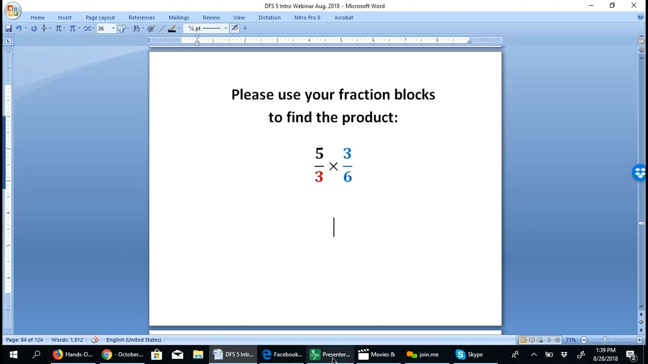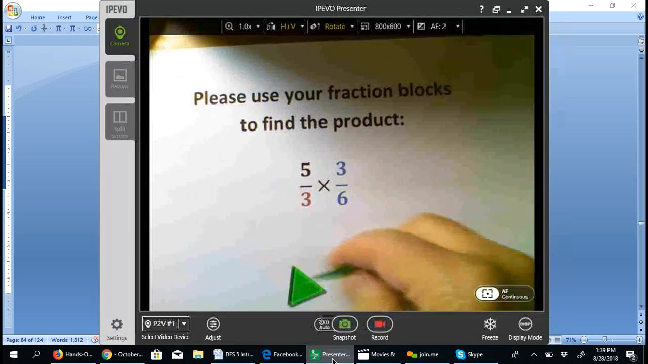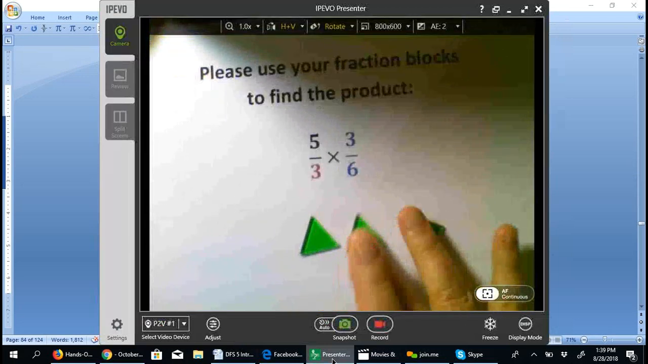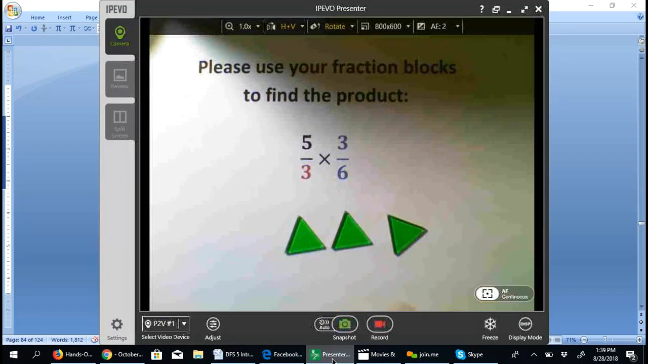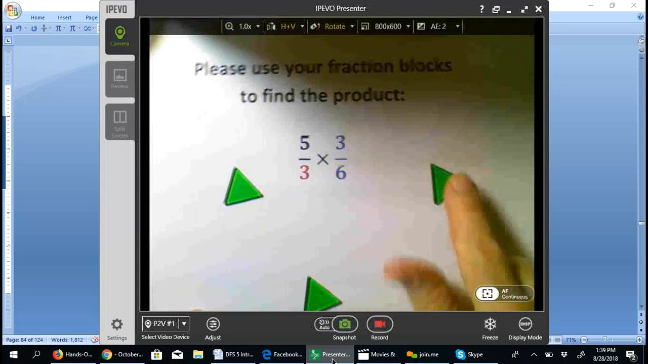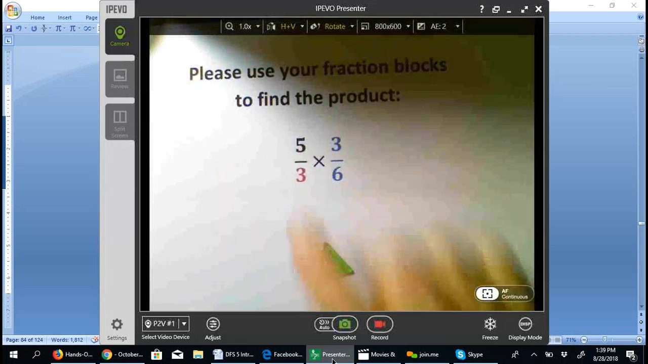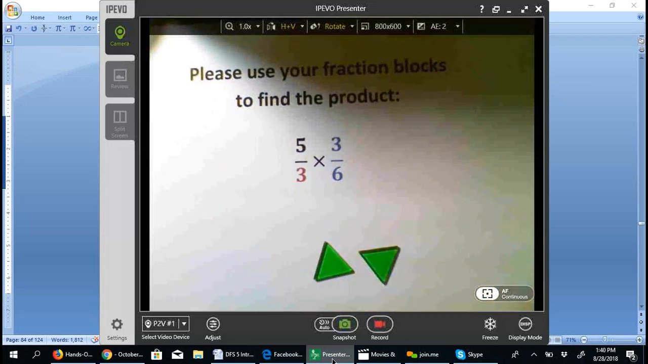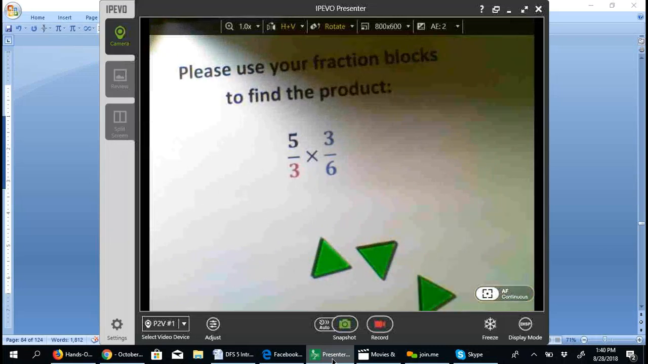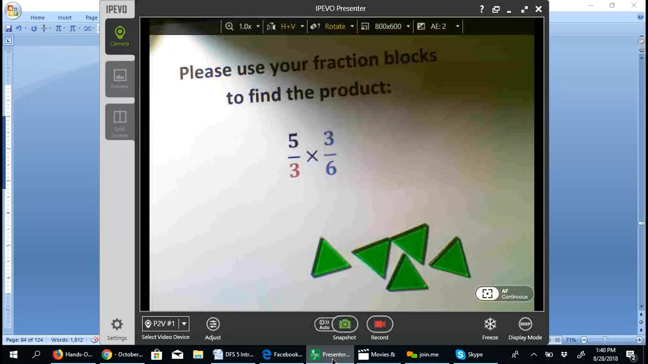Okay, here we go. 5/3 times 3/6. So we need to begin with 3/6. Now, I need to take 5/3 of this, but before I can take 5/3, I need to take 1/3. 1/3 of 3/6 is one of those. So this is 1/3, and now 5/3 means I need 5 copies of that. 1, 2, 3, 4, 5. So the answer should be 5/6. 5/3 of 3/6 should be 5/6.